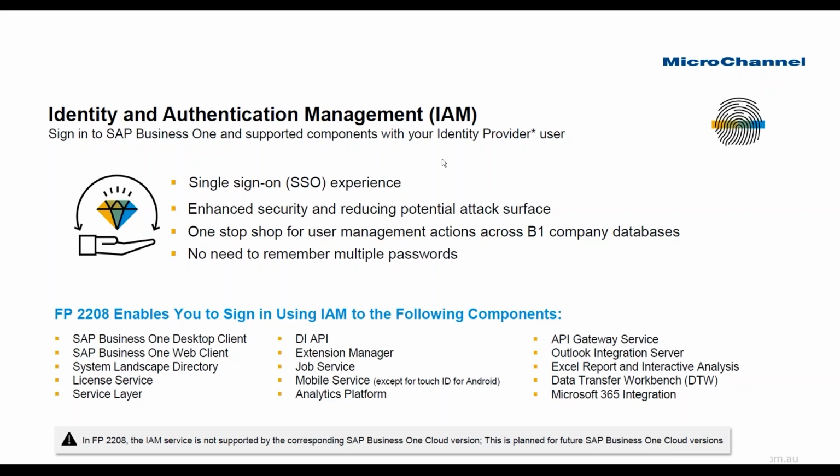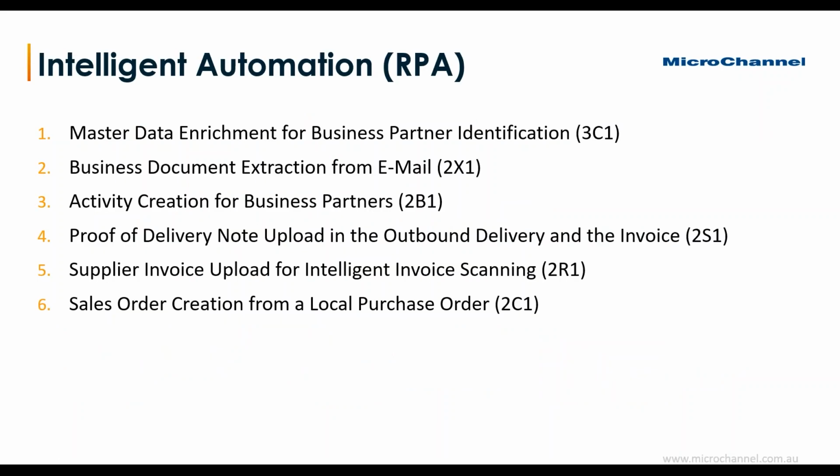Okay, moving on to the next topic, which is the SAP best practice for intelligent automation. These are basically robotic process automation for day-to-day mundane manual tasks that, with a little bit of smarts, could be automated. This is a subscription-based offering, so it's not within SAP Business One, but rather available through the SAP Business Technology platform.